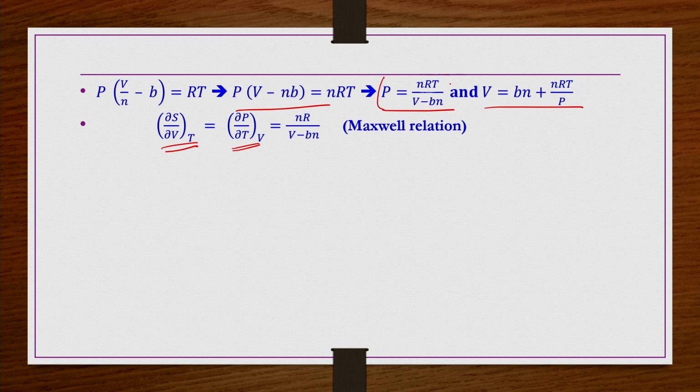So P is already there. If you differentiate this equation with respect to T at constant V, you will get dou P by dou T, that is nR by (V minus Bn). So that first one is already found.